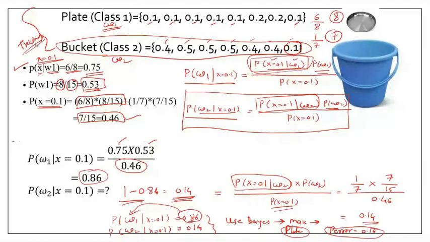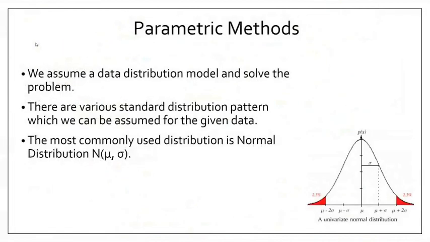I hope you have understood these two problems. Then I have to move to the next difficulty in solving these problems, and that is based on the parametric method. So the method is called the parametric method. That is the second step in Bayes.